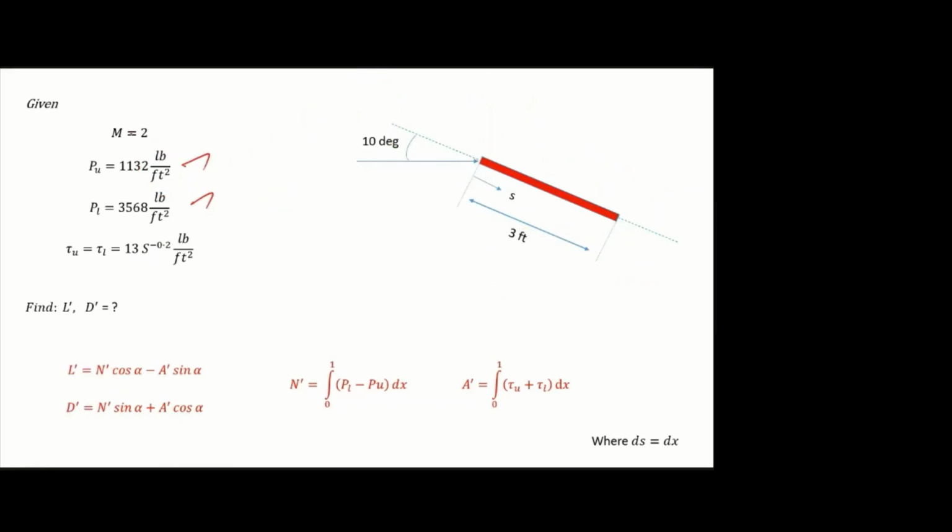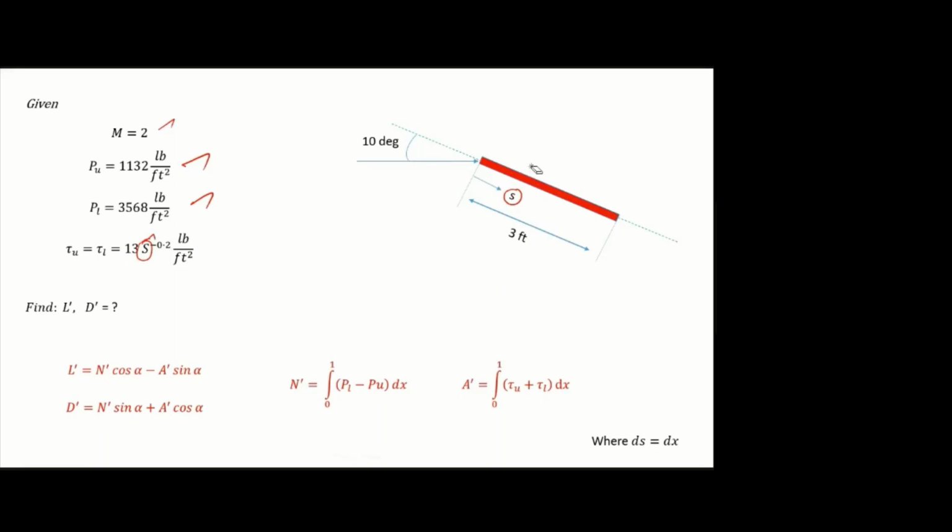So pressure is constant because the flow is supersonic, but shear stress will vary along the direction because the friction will increase. So shear stress will vary along the distance. That's why there is an S term. So here they have taken the distance along the flat plate as S.